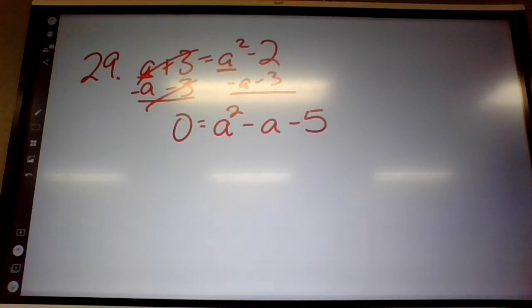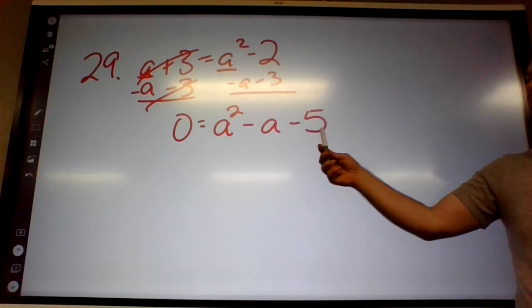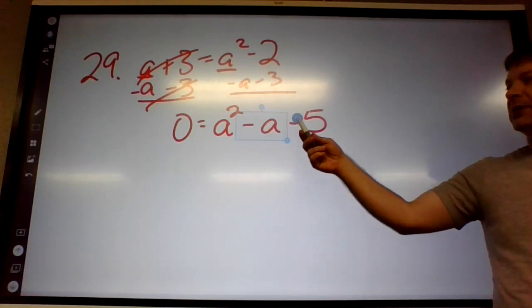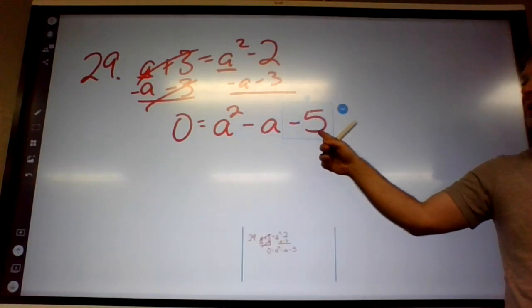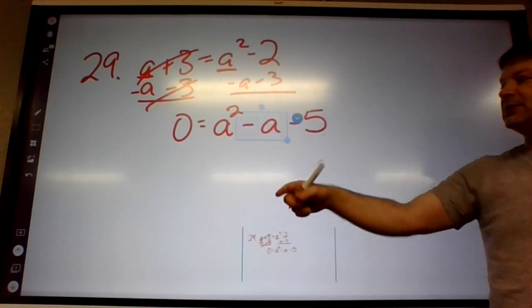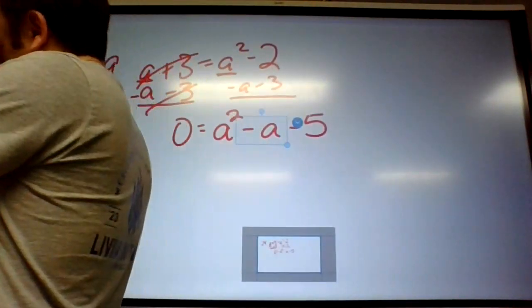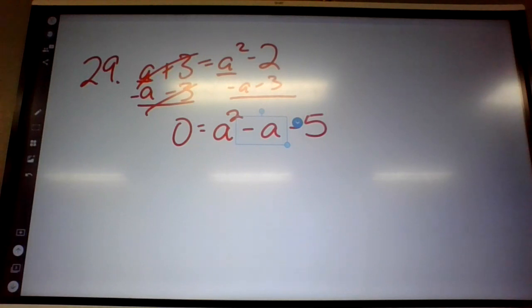Alright, does that factor? Do two things multiply into 5 that add up to negative 1? No. The only thing that goes into negative 5 is like negative 5 times 1. That does not add up to negative 1. So if it doesn't factor, what do we got to do? Quadratic formula. Doesn't factor, that means the answers are going to be weird, like square roots and stuff.